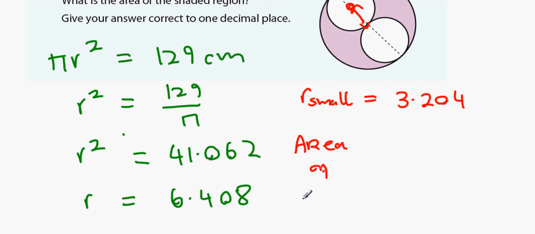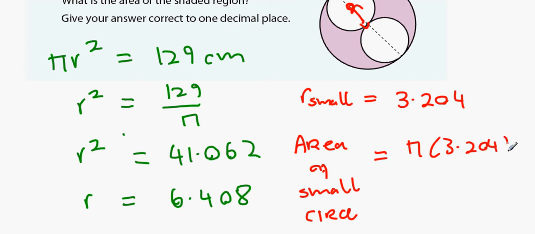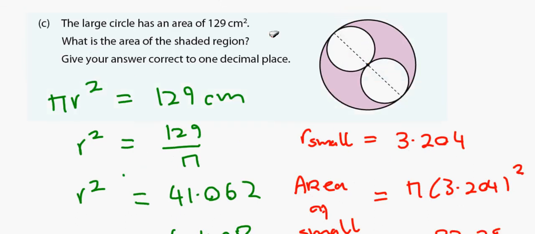Now, the area of a small circle is pi r squared again, so it's going to be pi multiplied by 3.204 squared. And that's going to get you straight into the calculator. And that's going to get us 32.25. Now each small circle is worth 32.25. This one here is worth 32.25. So we're going to multiply that by 2, and you're going to get 64.5.